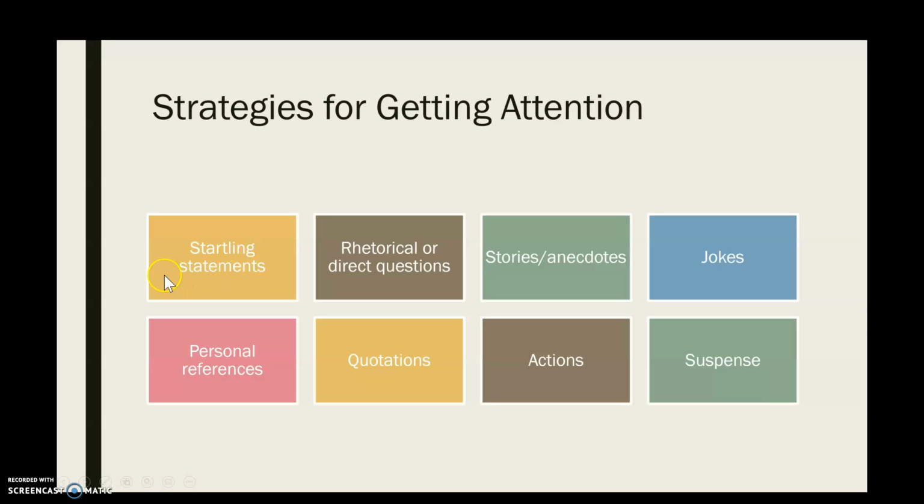A startling statement would be something like, did you know that ice cream is the best food to eat before you start an exam? There's actually a study that says that. A rhetorical question would be, have you ever? A story or an anecdote might be something like, I'll never forget the time that... A joke is a joke. A personal reference: let's say I was giving that speech about Bengal cats.